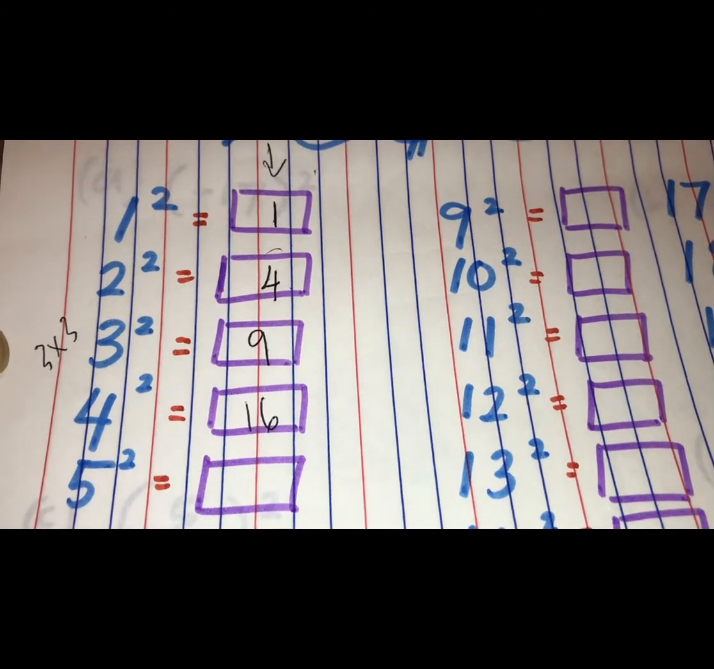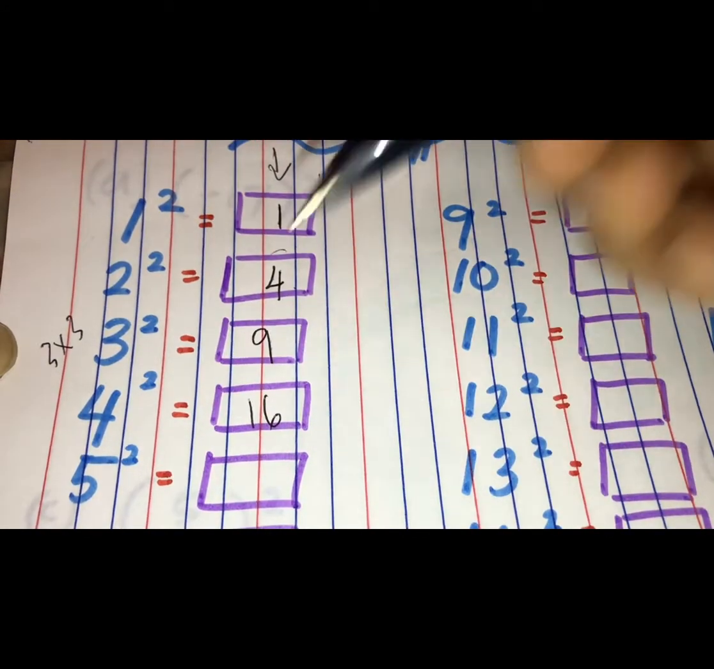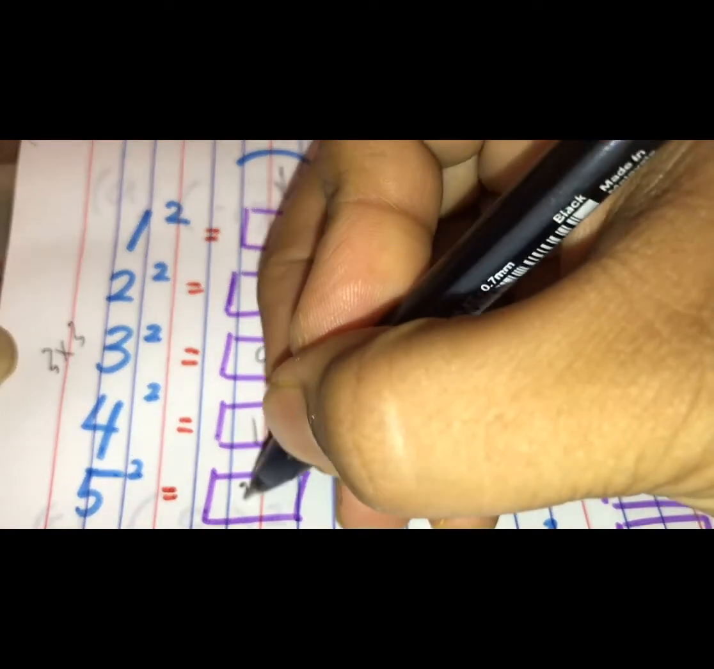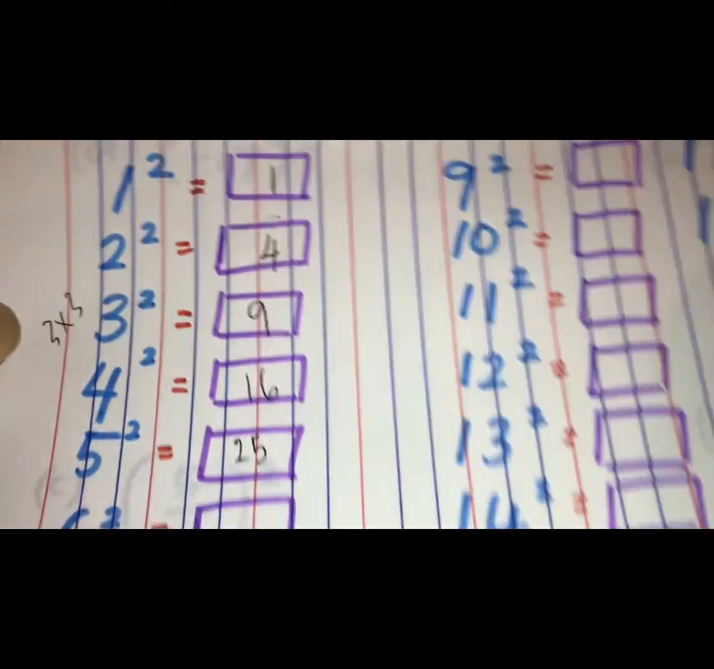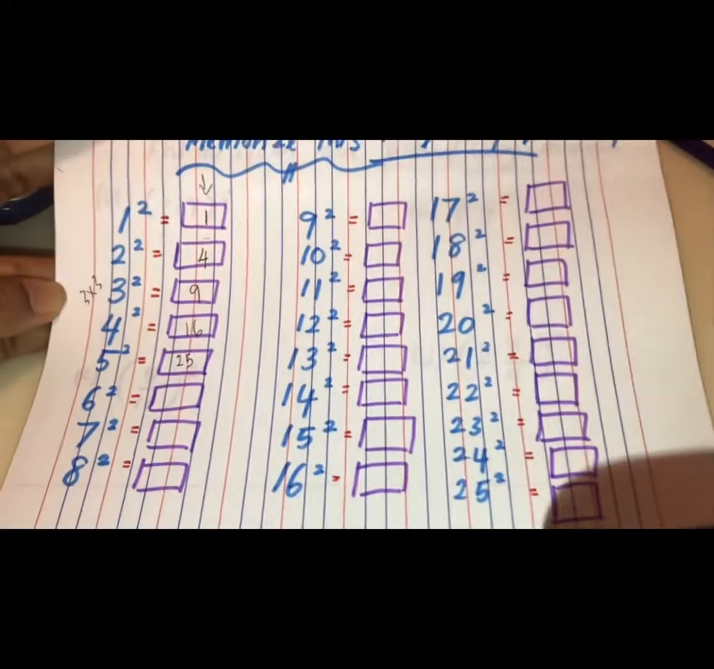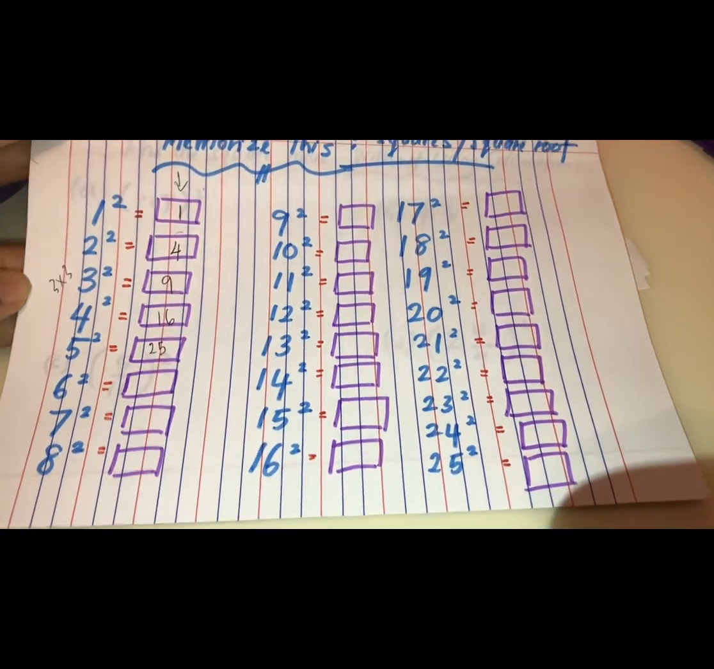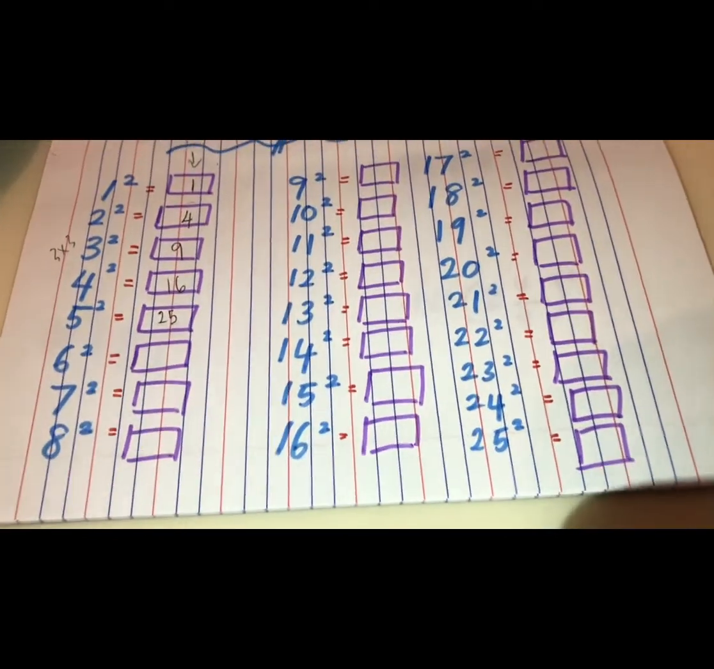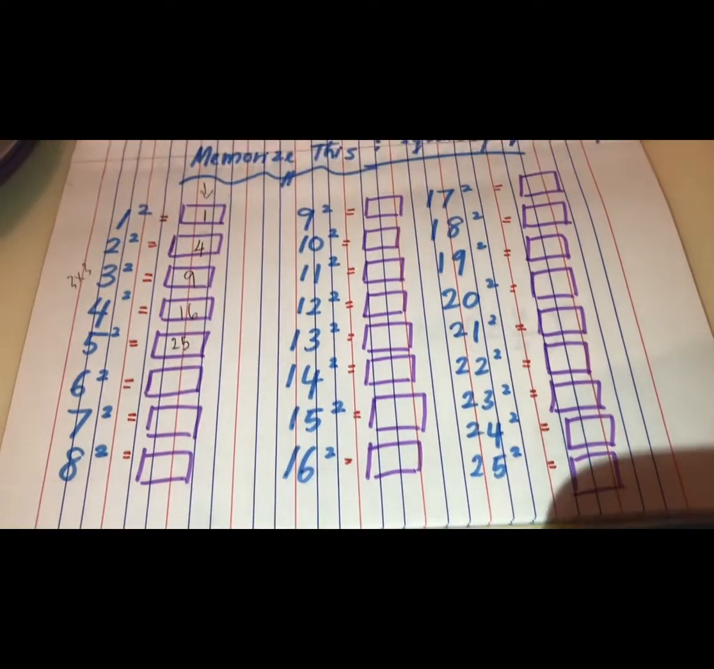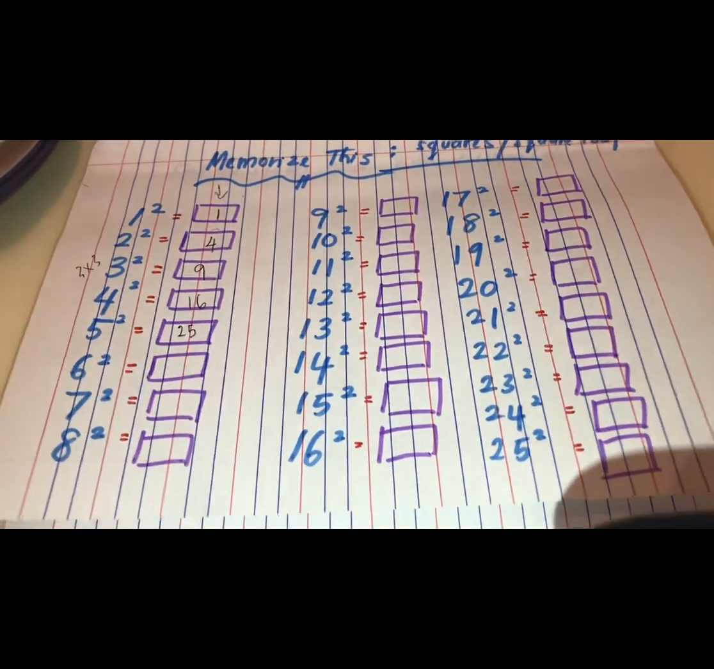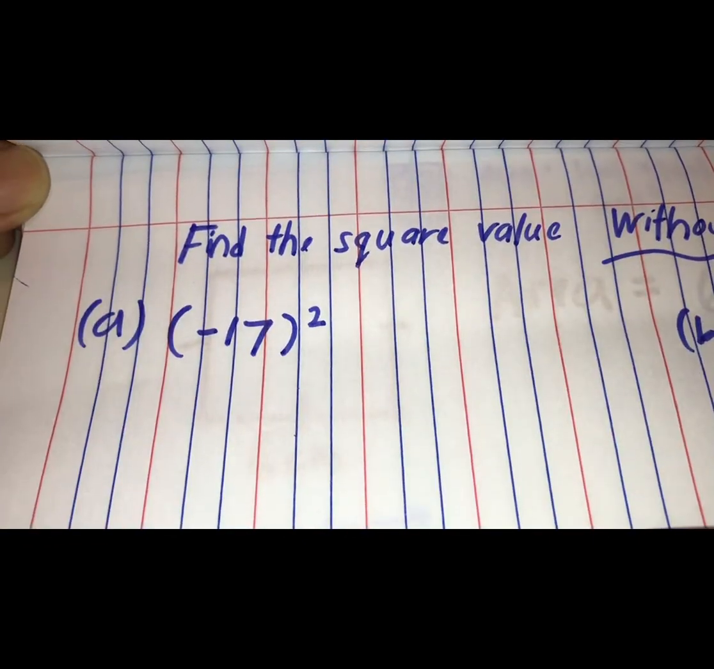That's why I ask you to memorize. 5 square means 5 times 5, 25. Yes, perfect square also. So you have to memorize 1 square until 25 square. The purple color answers we call perfect squares. Now you can refer to workbook page 37.